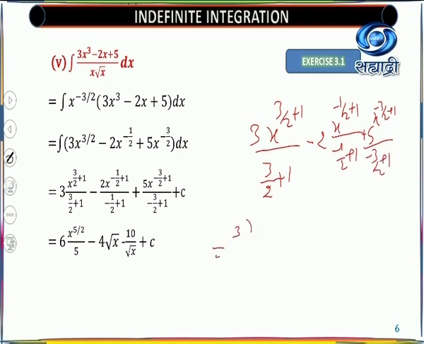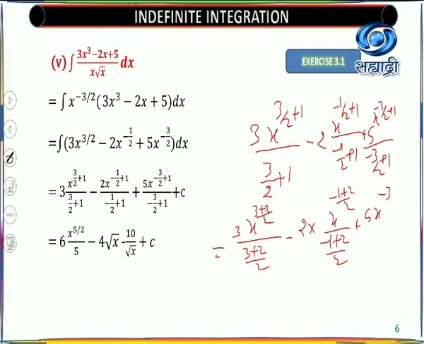Now look at here. You will get this as 3 into x raised to (3 plus 2) upon 2. In the denominator also you will get (3 plus 2) upon 2, minus 2 into x raised to (minus 1 plus 2) upon 2. In the denominator also (minus 1 plus 2) upon 2, plus 5 into x raised to minus 3 by 2 plus 1. So that is x raised to (minus 3 plus 2) upon 2 and in the denominator (minus 3 plus 2) upon 2. Okay, so now look at here.